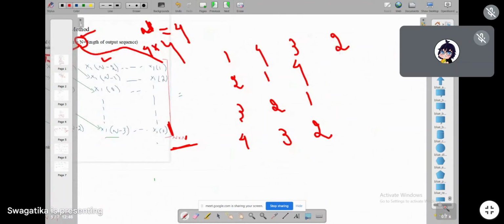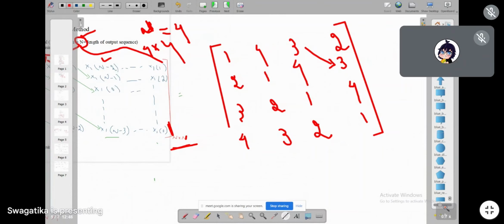Now this 3 is here, 4 will be here, and this 1 will be here, right? If I shift again, it will be 1, 2, 3, 4. Again it will become 1, 2, 3, 4. Yes or no? Yes, ma'am. So this is our final 4 cross 4 matrix. Yes or no?